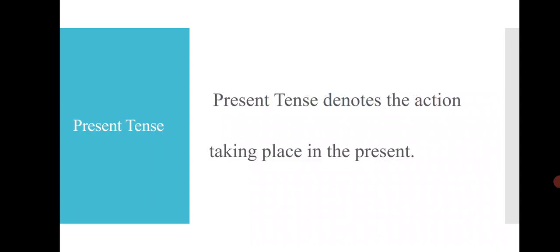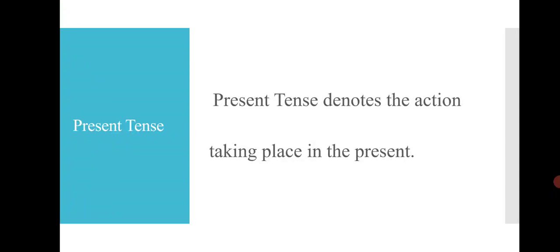Pranav dances in the stage. Here the verb is dances. The past form of the verb dance will be danced. But here the present form is dances. So from the verb dances itself, it is clear that it is an example for present tense.